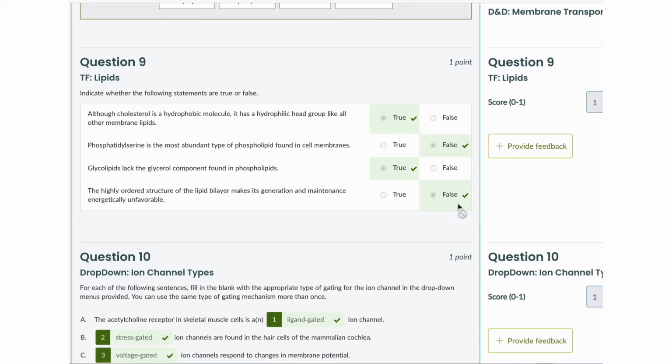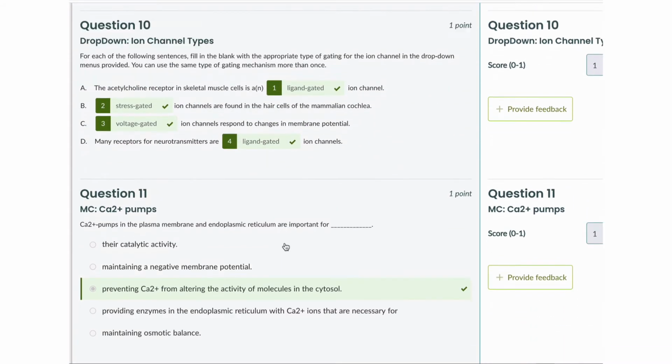That is false. It makes it energetically favorable. Question 10. Again, a drop-down ion channel question.